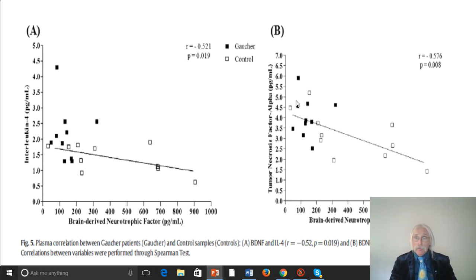Likewise, the same thing when you're looking at tumor necrosis factor. You're all clustering here, right? You're getting more of that pro-inflammatory cytokine. You're also getting a whole lot less of the BDNF as compared to your healthy controls out here. Okay.